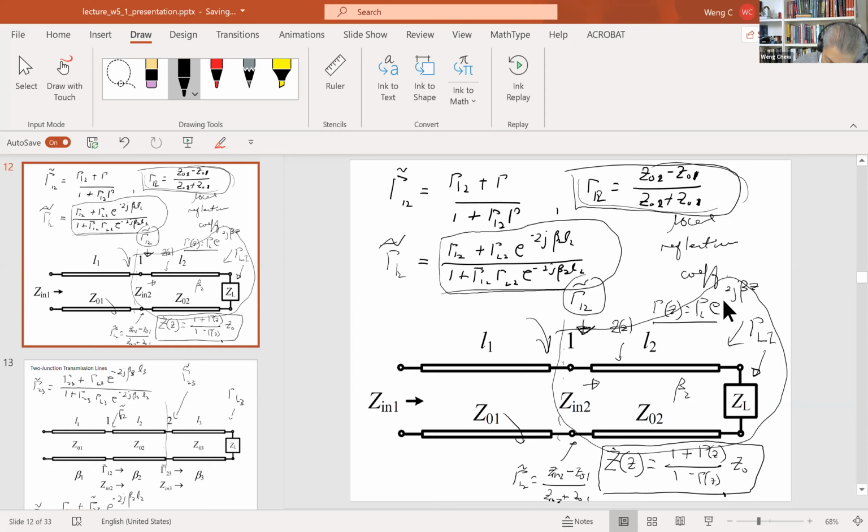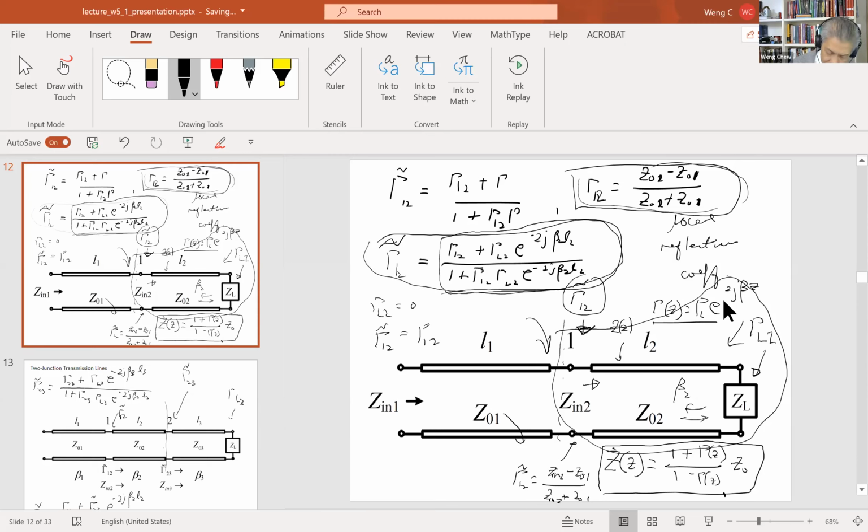This generalized reflection coefficient will consist of the local reflection coefficient plus any subsequent back and forth bouncing of the wave at this junction. If gamma L2 is equal to 0, then gamma 1,2 tilde is equal to gamma 1,2, which means that this is a matched load, there will be no wave bouncing back, and gamma 1,2 tilde would be equal to gamma 1,2.